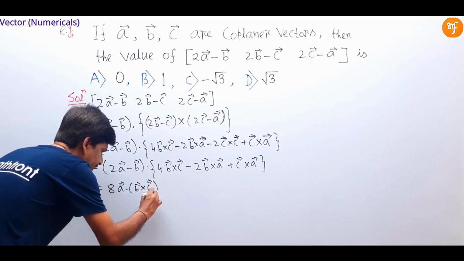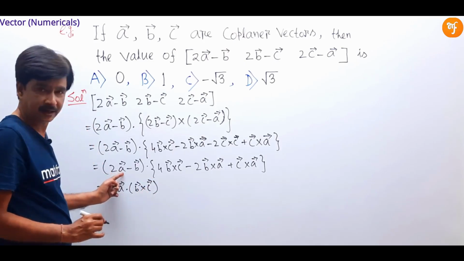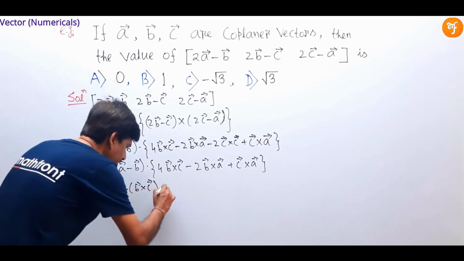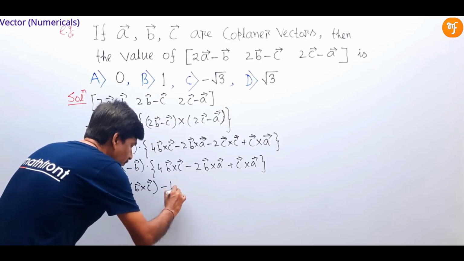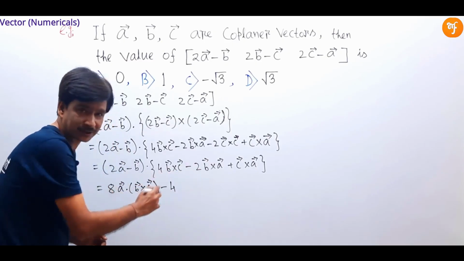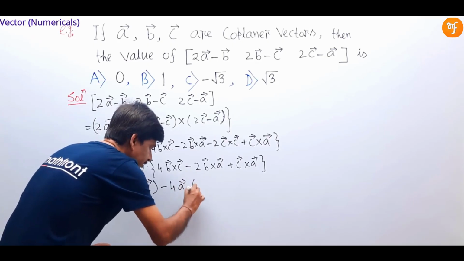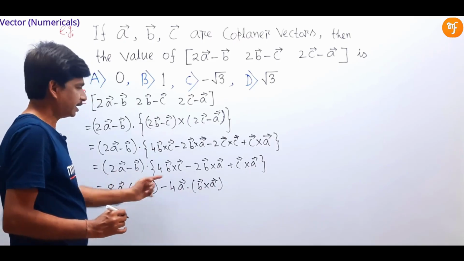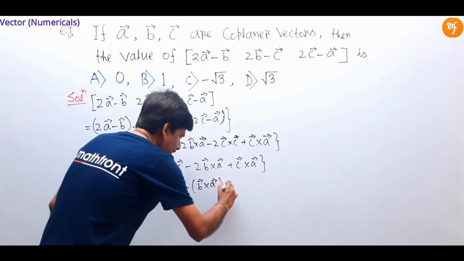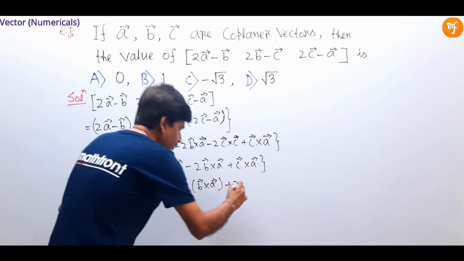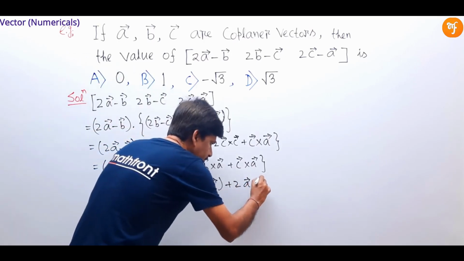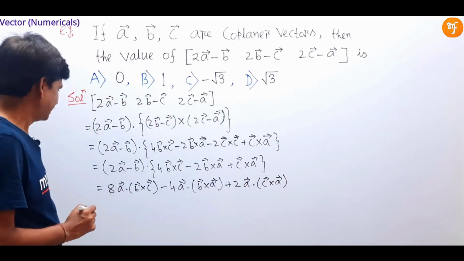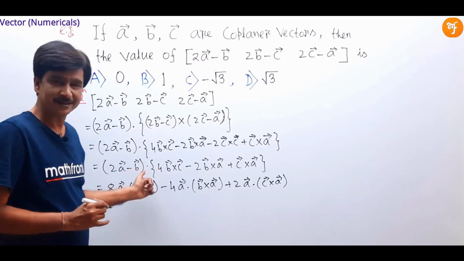Okay. Then again 2a dot minus 2 into b cross a. So we can write minus 4 a dot b cross a. Sure? Then again 2a dot c cross a. So we can write plus 2a dot c cross a. Sure? Okay. Now let's make the dot product with minus b vector.